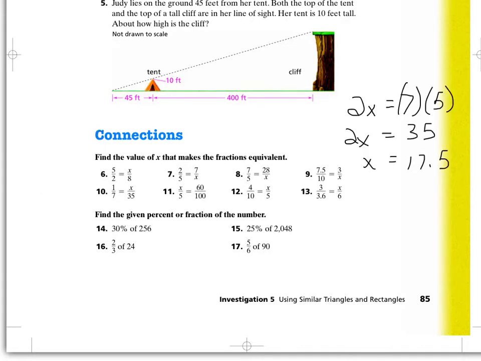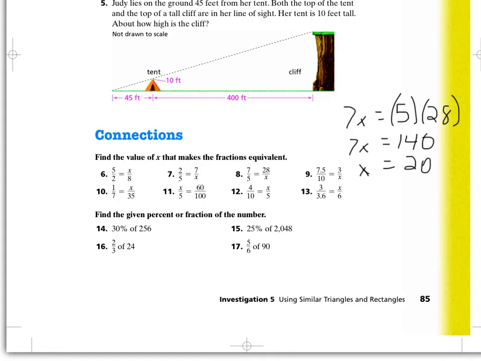Okay, number 7. We're going to take 2 over 5 equals 7 over x, and we're going to find the value of x. So 2x is going to be multiplied by 5 times 7. 2x equals 7 times 5. 2x equals 35. And then we're going to divide by 2 on both sides. 2x divided by 2 equals x. 35 divided by 2 equals 17.5. So x equals 17.5.